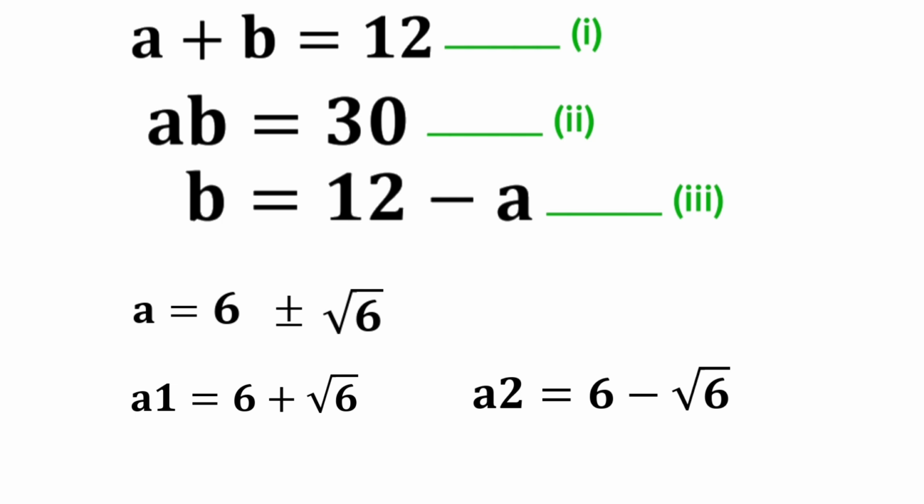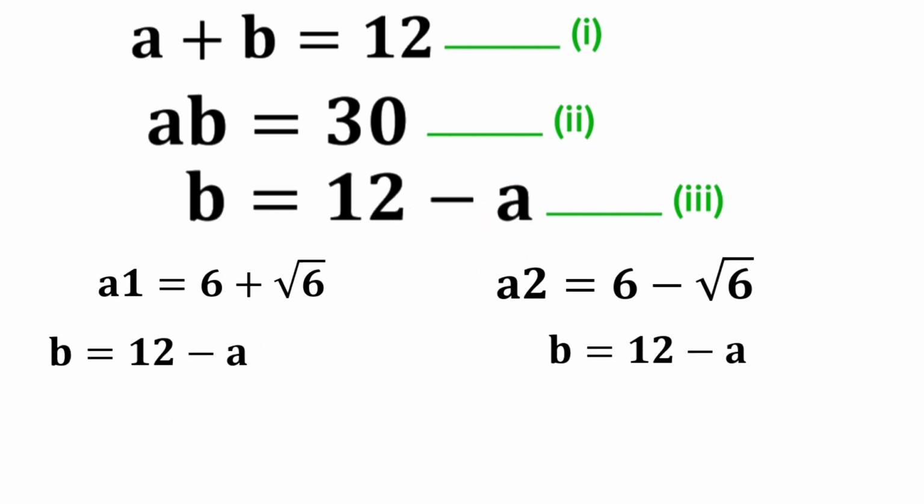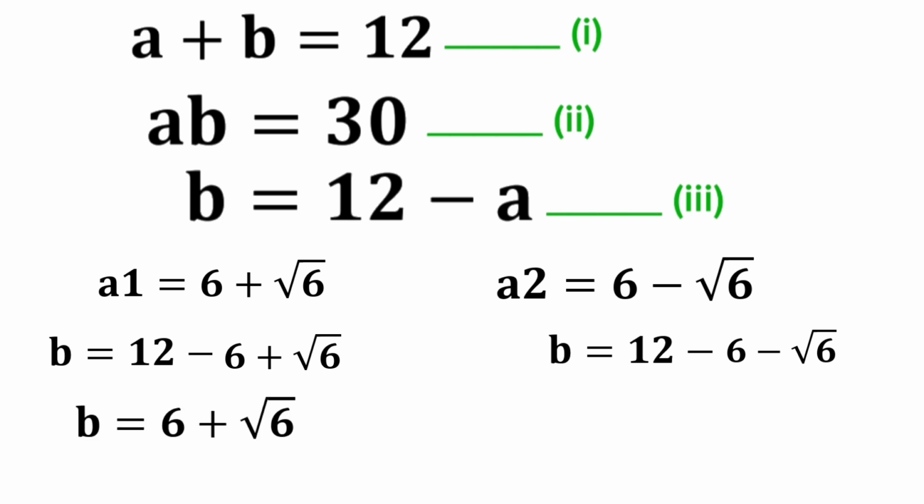But remember, b is equal to what? Recall our third equation, which is b is equal to 12 minus a. So I substitute this value here. I take this equation, our third equation, b is equal to 12 minus a, where a is 6 plus square root 6, and this is 12 minus a, which is 6 minus square root 6.